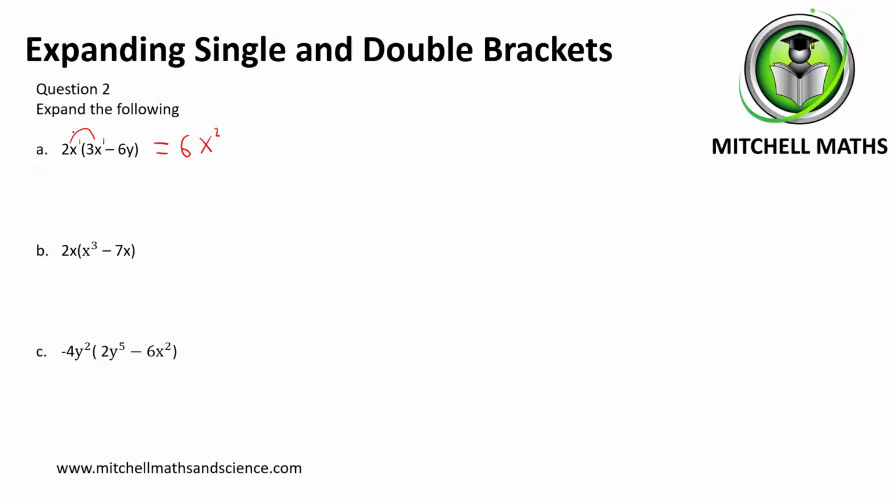And then you've got 2x times minus 6y. Well, it's a positive times a negative, so it's going to be a minus. You've got 2 times 6, which is 12. And the algebra parts you've got are x and y. So it's minus 12xy.